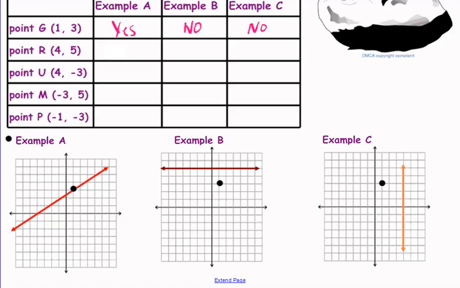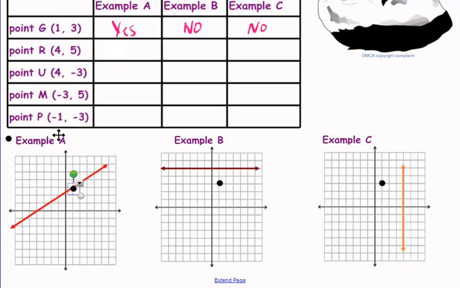Okay, so, oops, 4, 5. That's 1, 2, 3, 4, 1, 2, 3, 4, 5. Okay, it's down there. Well, let's go. 1, 2, 3, 4, 1, 2, 3, 4, 5. Well, guess what? The answer to this question is yes, yes, and yes.